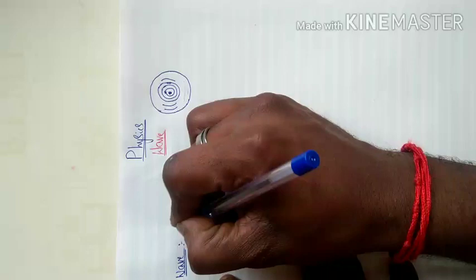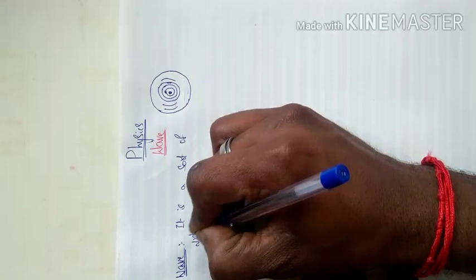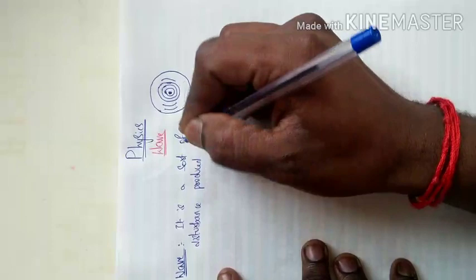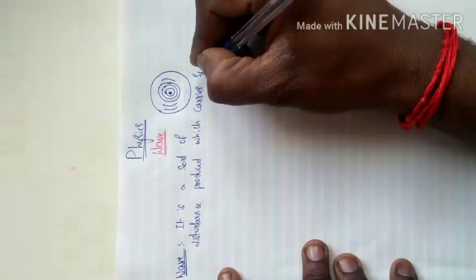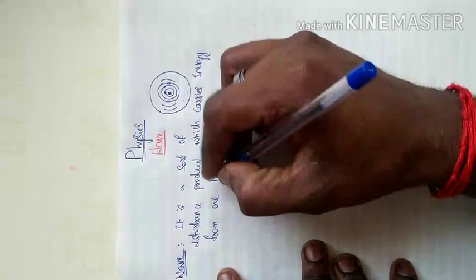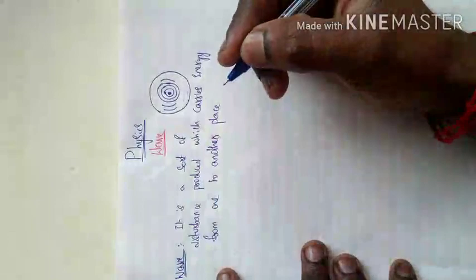Therefore, what is a wave? You have to understand very clearly. It is a sort of disturbance produced which carries energy from one place to another place. We call it a wave.